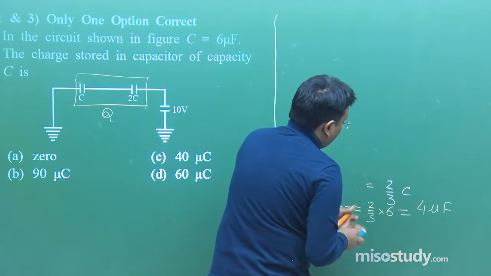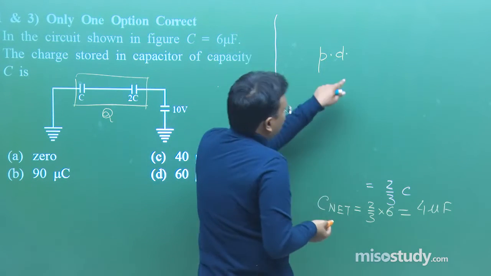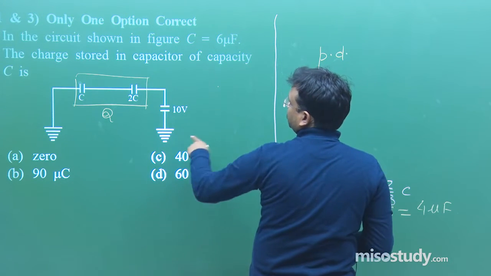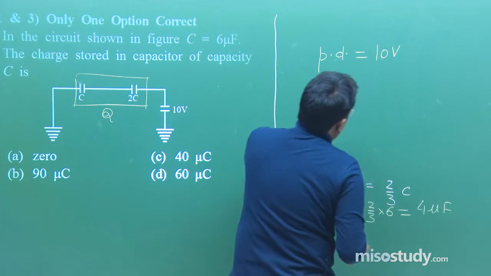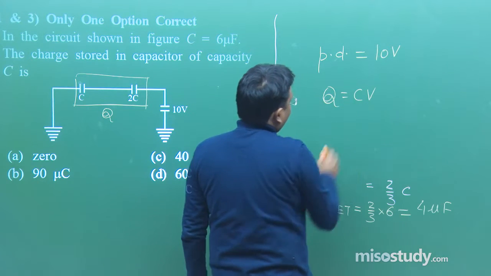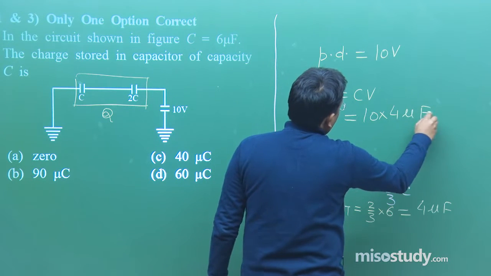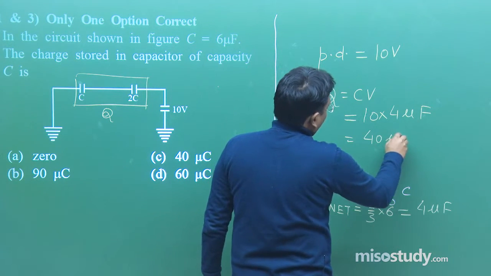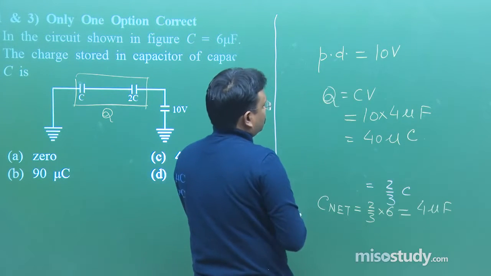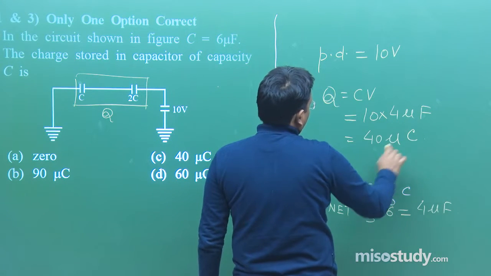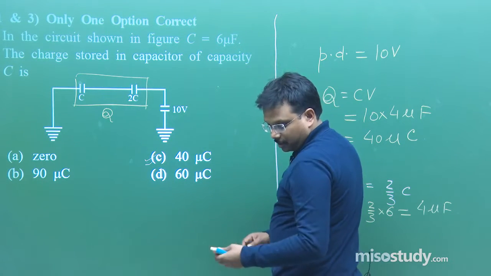Now from here what I can do, I can say that potential difference, that is potential drop, V is equal to how much? So over here how much is it given? 10 volt, fine. So potential difference is 10 volt and Q is equal to CV, fine. So it is going to be 10 into 4 microfarad, it will be 40 microcoulomb, it is the charge, fine. 10 volt and this microfarad, it will give me this. So, from here C is your correct option. Okay.